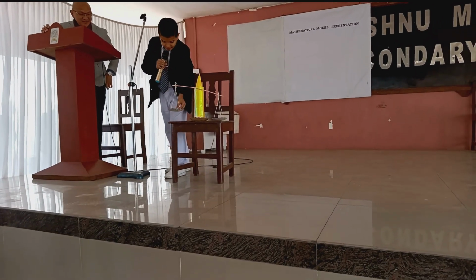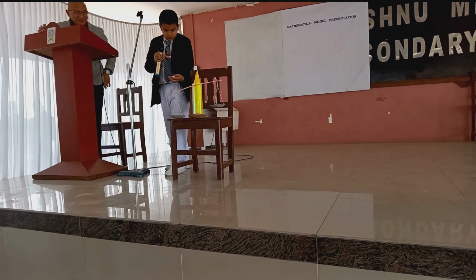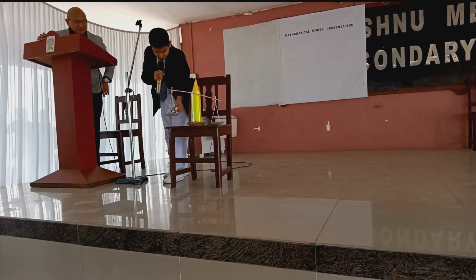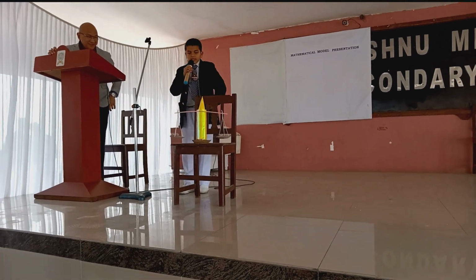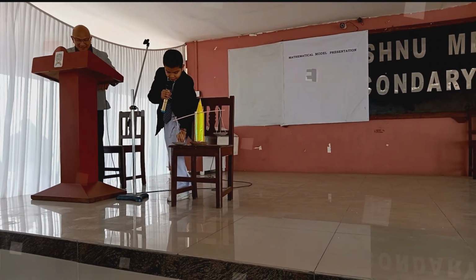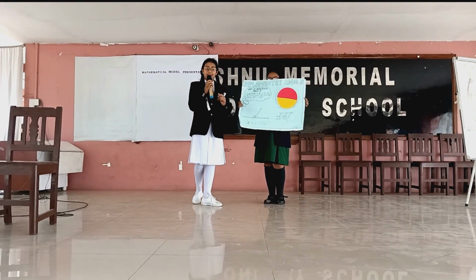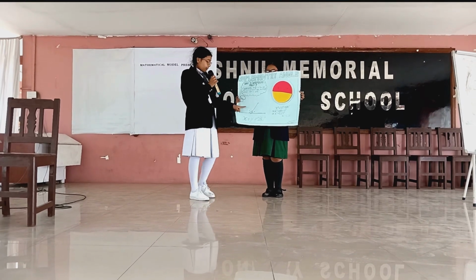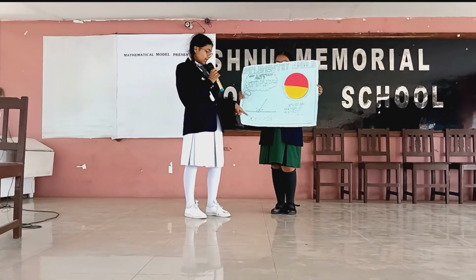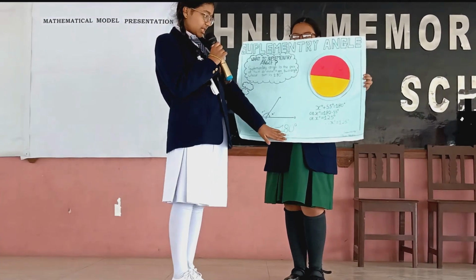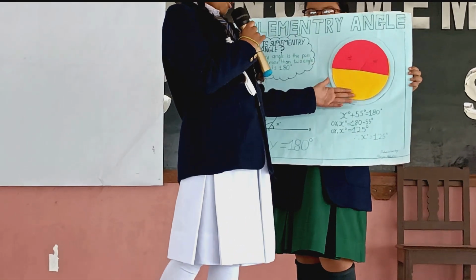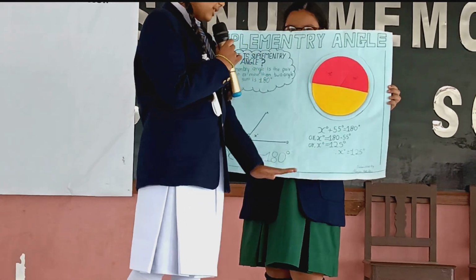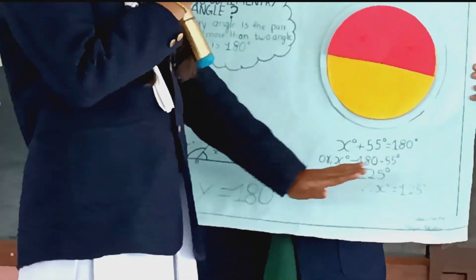So I'm going to put one side. Is it balanced? So this is how the equation works. Thank you. The sum is 180 degrees. As you can see here, if we sum x degree and y degree, the answer will be 180 degrees. Also, if we sum x degree and 55 degree, the sum will be 180 degrees.